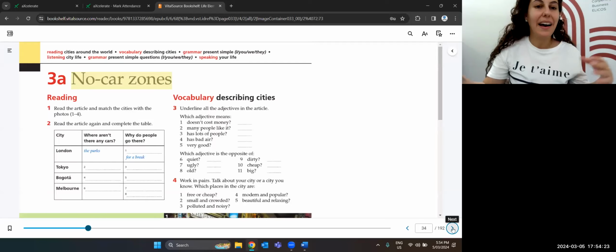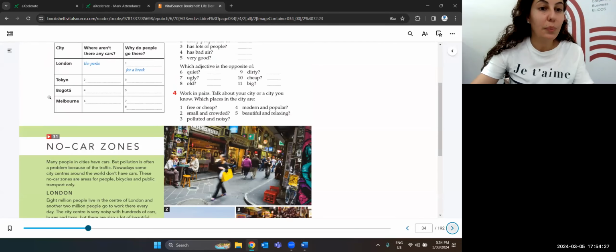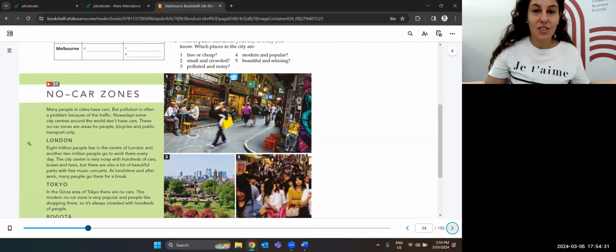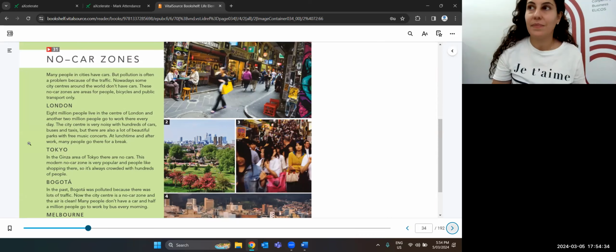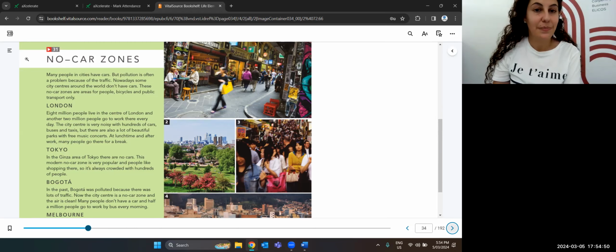Now, this is about 4 places: London, Tokyo, Bogota, and Melbourne. And the title is No Car Zone. So that means no cars, an area where there is no cars. Cars are not allowed. So I'll read first, and then you can repeat after me to practice your pronunciation. Okay, so let's read together. So no car zones.